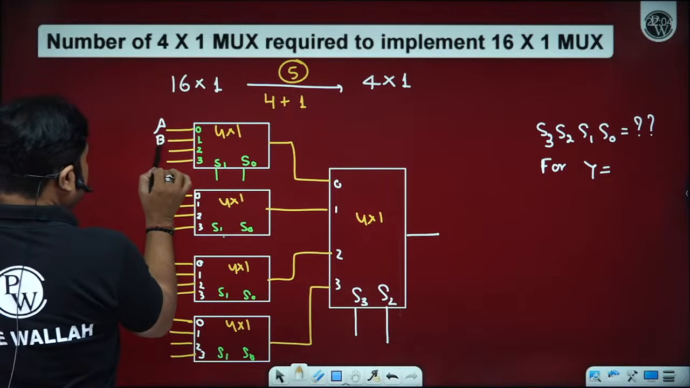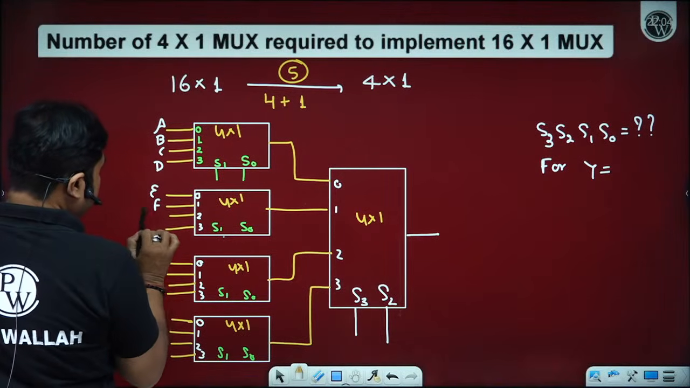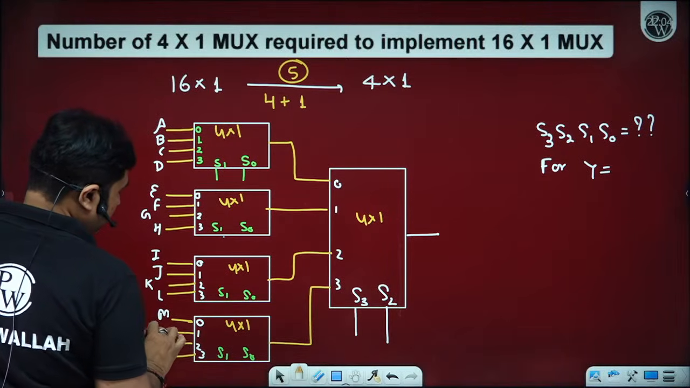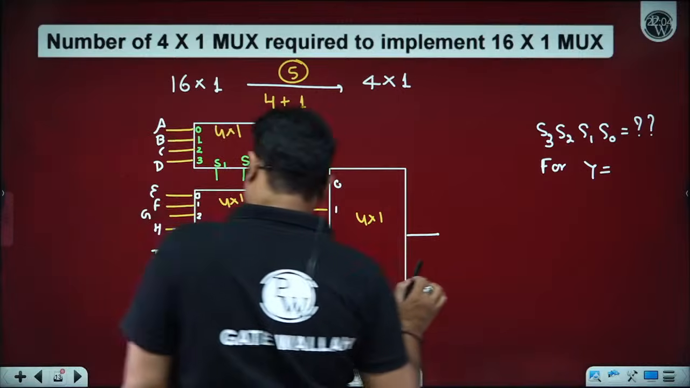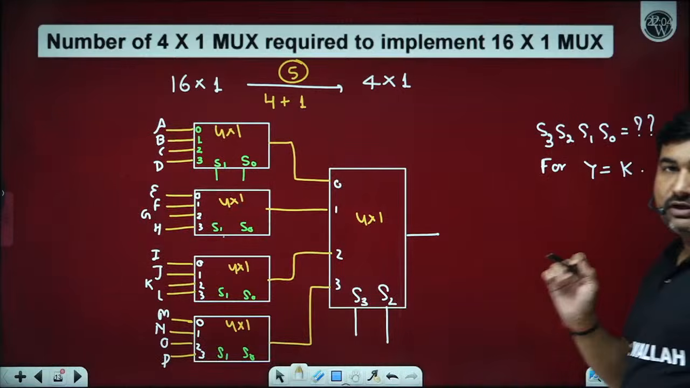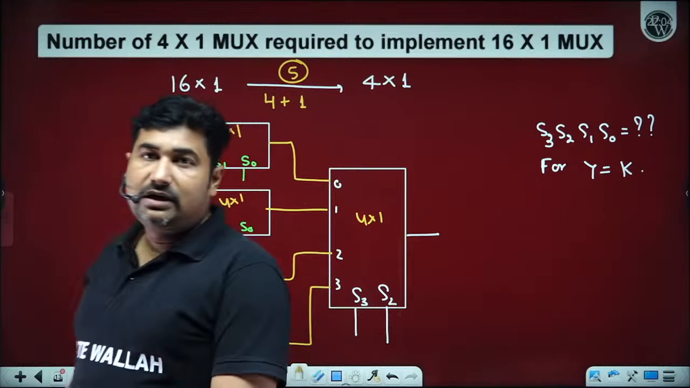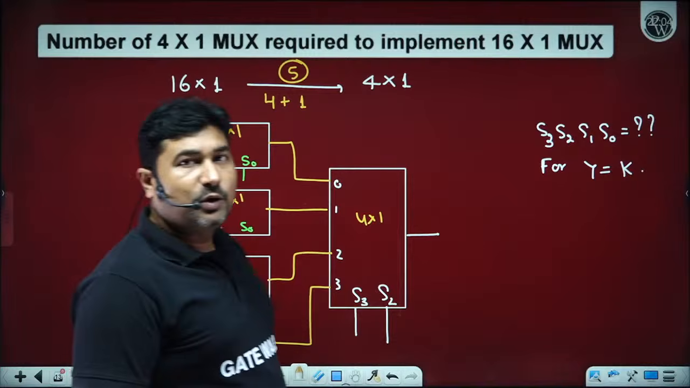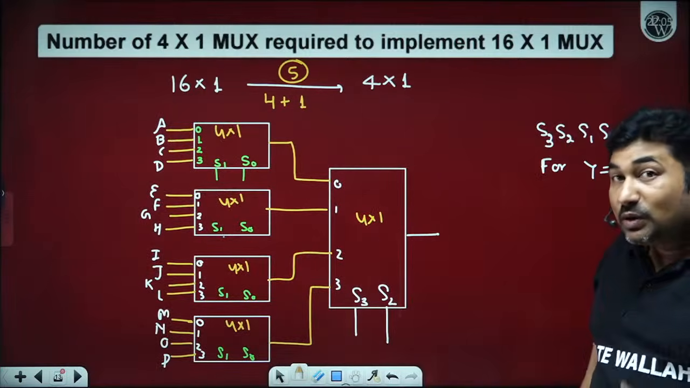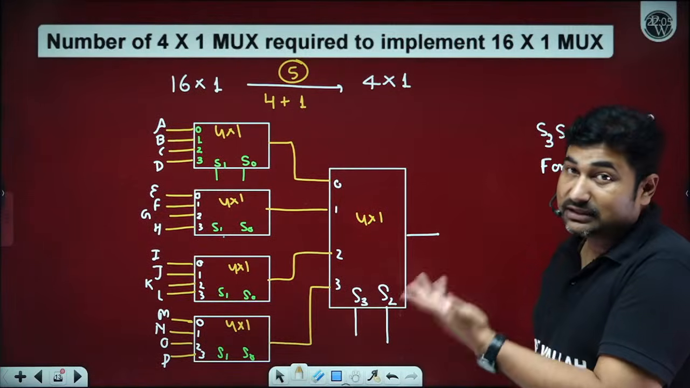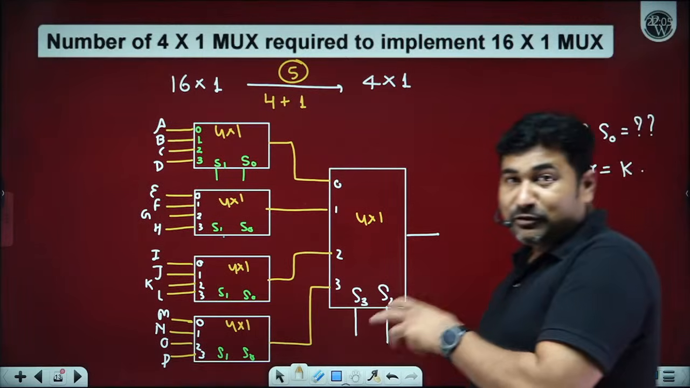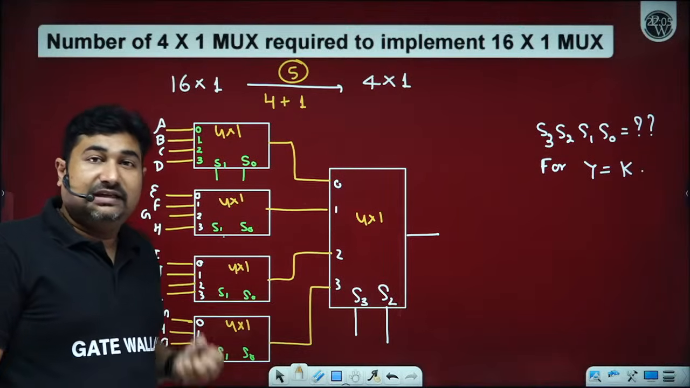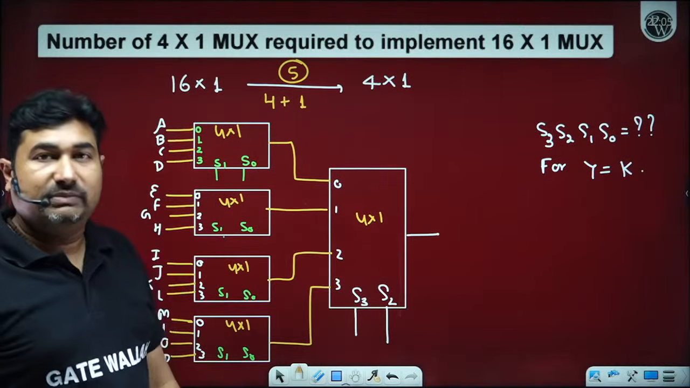Okay, what is the condition for output Y? Suppose we have A, B, C, D, E, F, G, H, I, J, K, L, M, N, O, P. Can you please tell me the decimal equivalent of the select line condition S3, S2, S1, S0 for output Y equal to K? You are going to use this multiplexer. You are the designer, you are the user. So if you want to use this, you should know what input to give to get the desired output of the multiplexer.